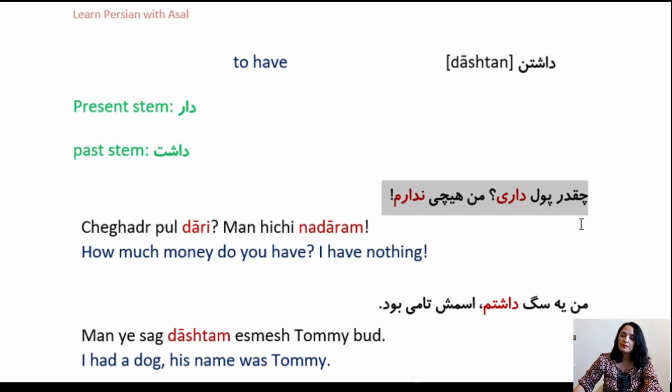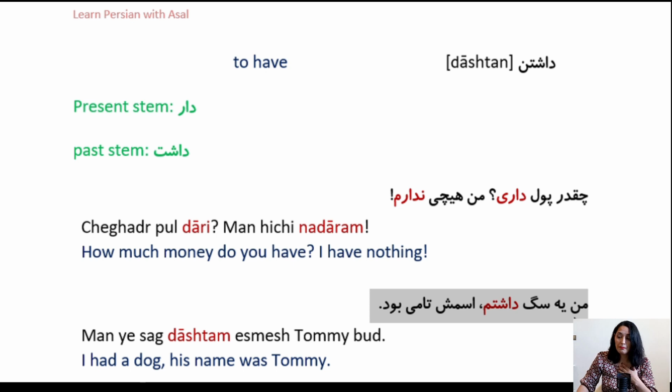Example. چقدر پول داری؟ من هیچی ندارم. Here, من هیچی ندارم means I have nothing, but it means I don't have any money. I was talking about money, so when you hear من هیچی ندارم, هیچی, nothing refers to money. Means من هیچی پول ندارم. I don't have any money.